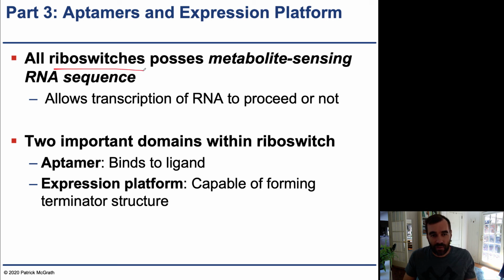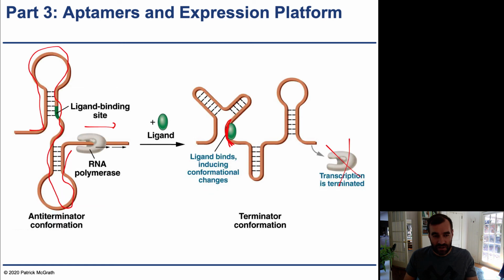These are called riboswitches in the sense that there are actual parts of the RNA sequence that can sense a particular metabolite. There are two important domains within a riboswitch. One is the aptamer, the part of the mRNA that actually binds to the ligand. And then there's the expression platform, which is the part of the mRNA that is able to create this terminator structure to stop transcription.